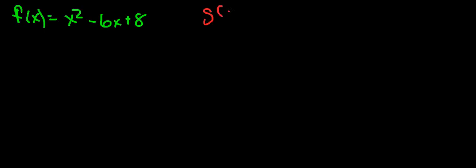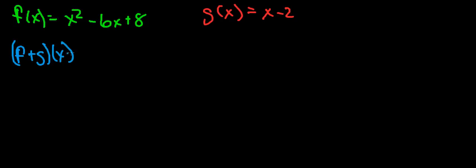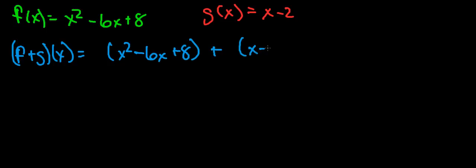So let's scroll down. I'll rewrite the functions. f of x is equal to x squared minus 6x plus 8, and g of x was x minus 2. So let's start with addition. So we have f plus g of x. This would be equal to x squared minus 6x plus 8 plus our g of x, which is x minus 2.